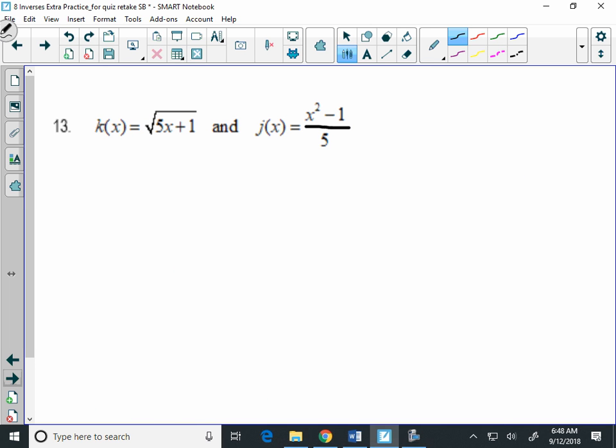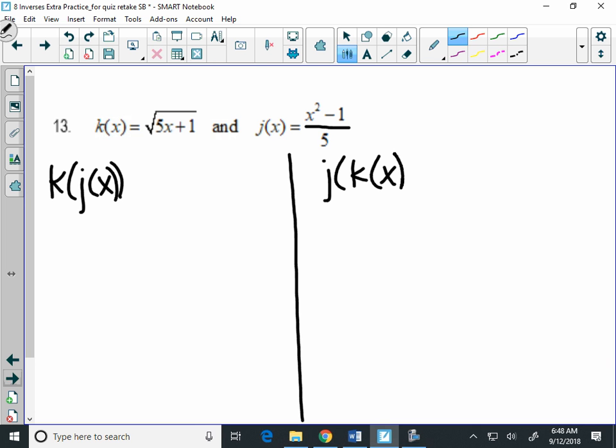We have k and j. We want to decide if k and j are inverses of each other. So I'm going to start by finding k of j of x, and then j of k of x. Alright, so when we start here, we're going to take the whole function of j and put it into k for x right here.